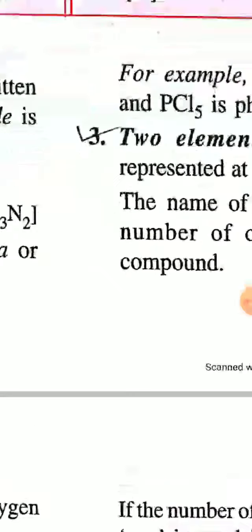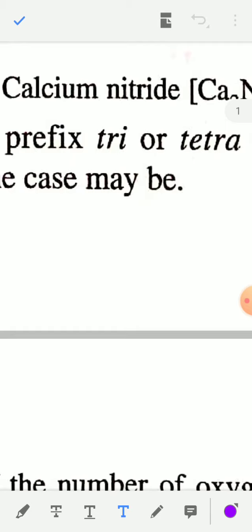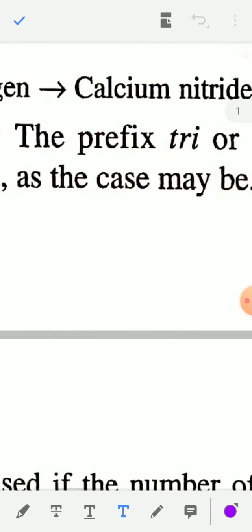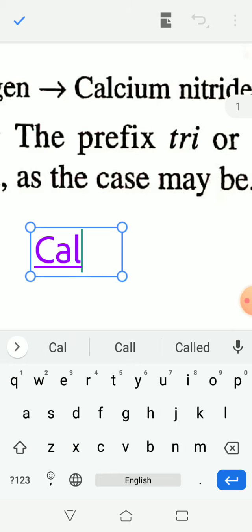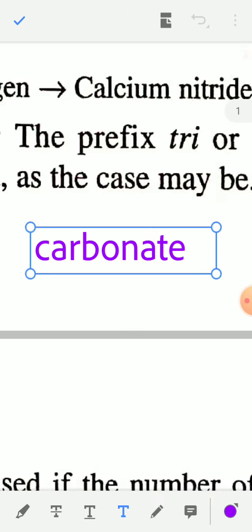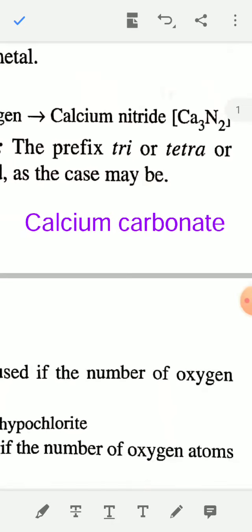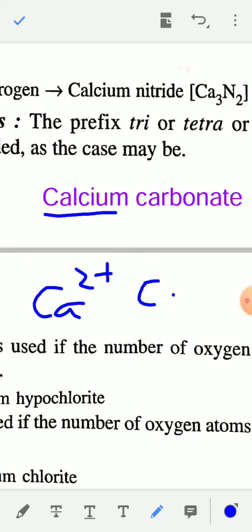For example, I am again showing one example of how to write the chemical formula of a compound. Suppose it is written: write the chemical formula of calcium carbonate. Now what will be the formula of calcium carbonate? First you have to write the formula of the radicals. Calcium radical means Ca2+ and carbonate means CO3 2-.